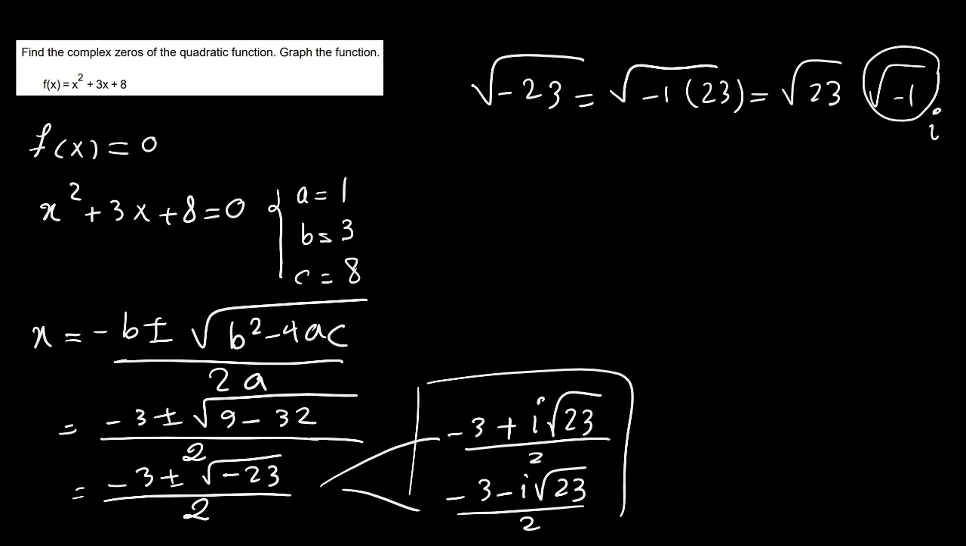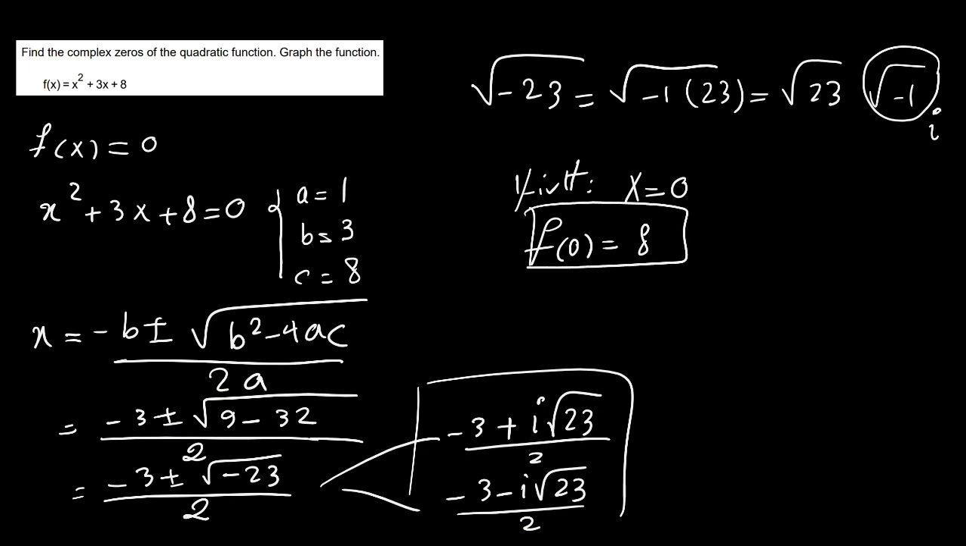We want to sketch the graph of the function, but when we have complex zeros, they are not x-intercepts anymore. So they do not help us to sketch the graph of the function more accurately. Let's find the y-intercept. The y-intercept is the intersection of the function with the y-axis, which means x is 0. What is f of 0? F of 0 is 0 squared plus 3 times 0 plus 8. So the y-intercept is 8.